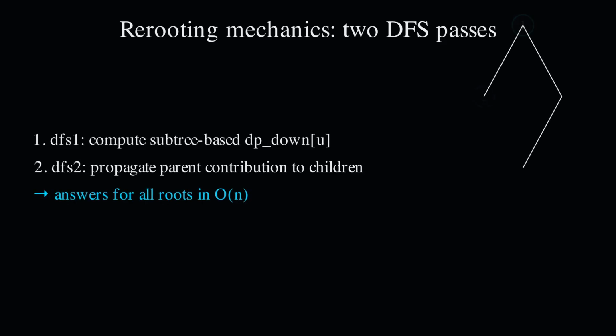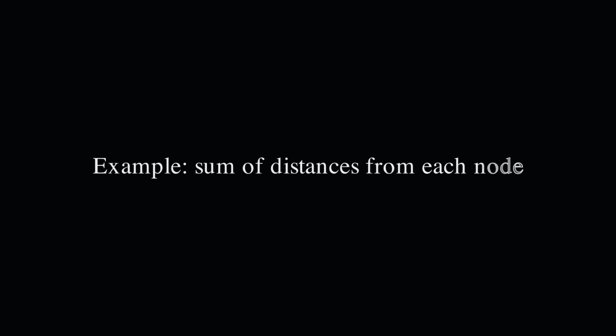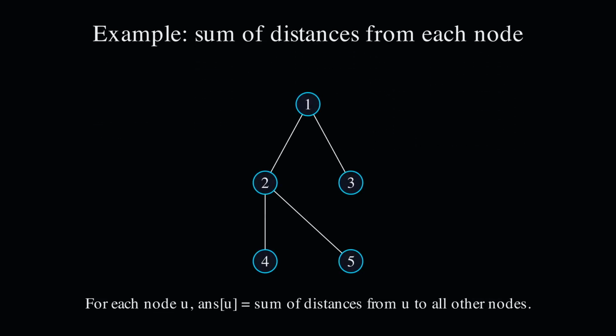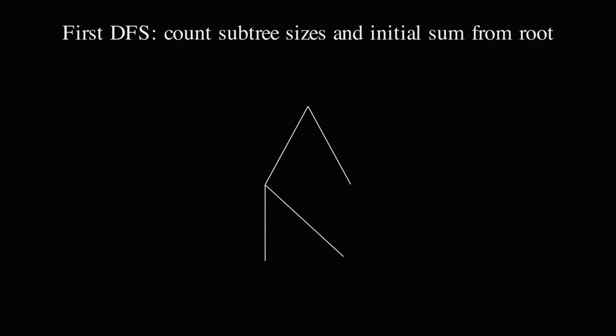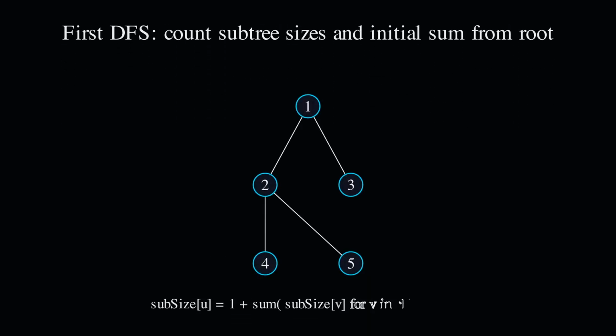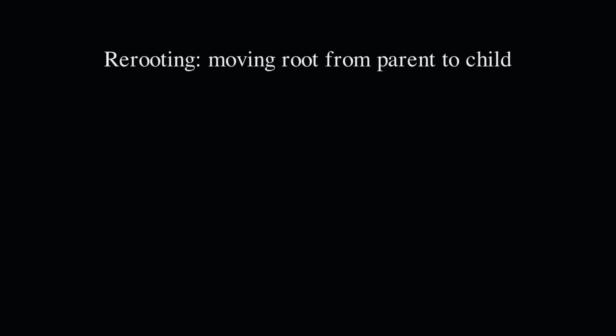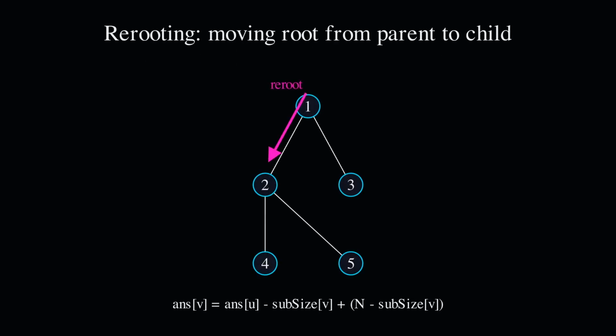Sometimes we need answers not just for one root, but for all possible roots. Instead of recomputing DP from scratch for each, we can reroute the tree, transforming answers in linear time using previously computed values. To achieve this, we use two DFS passes. The first computes subtree information from the bottom up. The second pushes information from parent to child, adjusting values as if the child were the new root. With these two passes, we compute answers for all nodes in O(n) time.